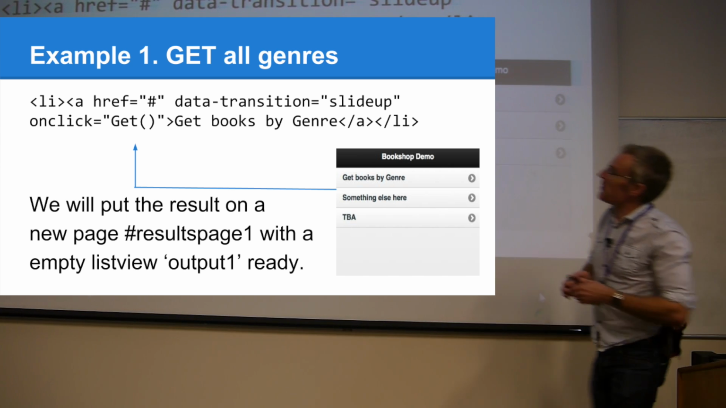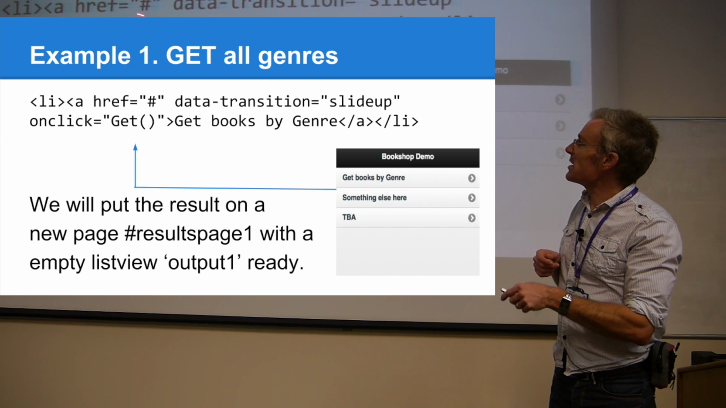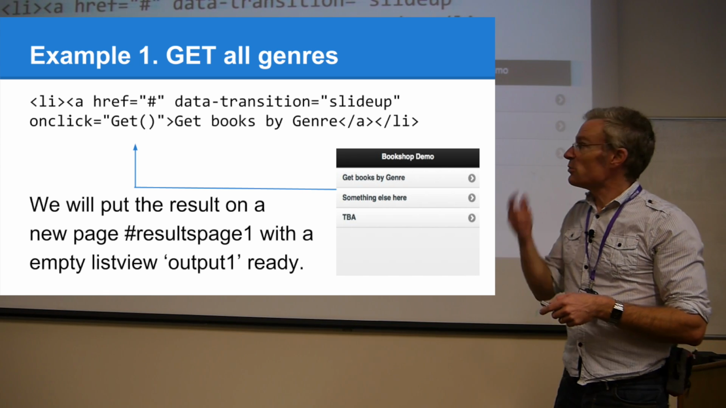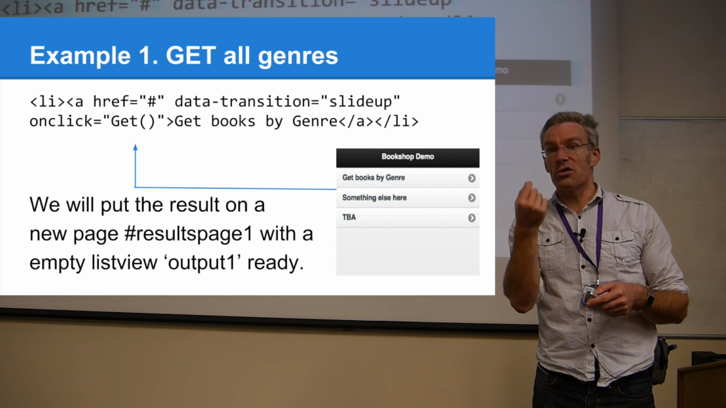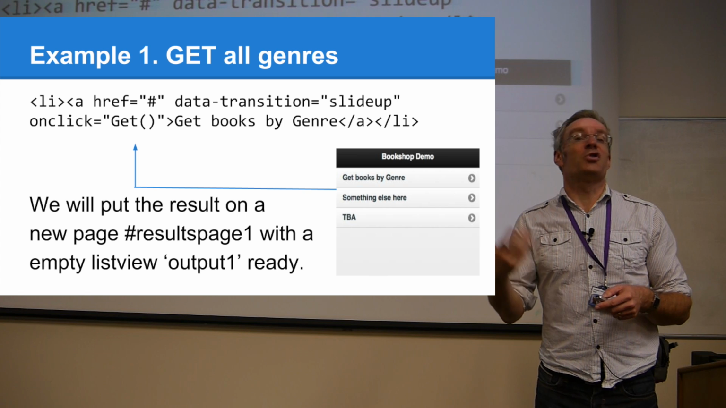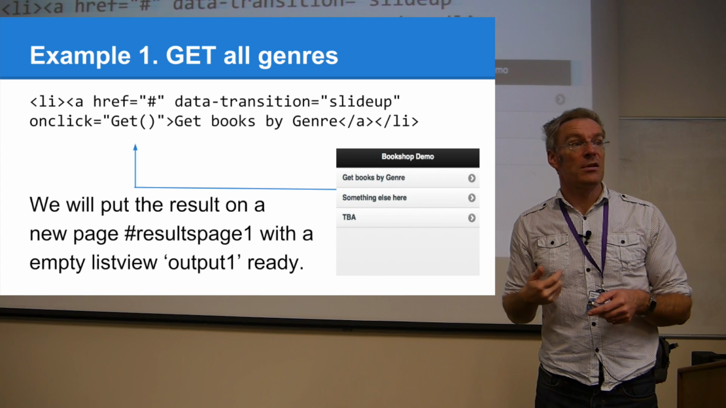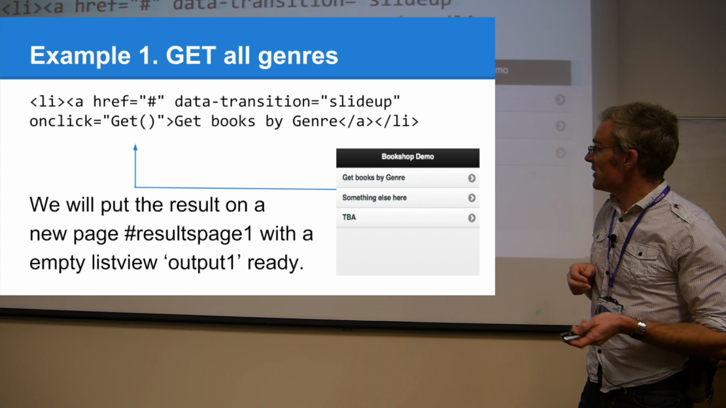So there we are. As you can see, data-transition slide up, which we know about, onClick, get. In other words, when we tap that link, it's going to try and find a JavaScript function called get, and anything inside that JavaScript function is going to get run. So a really simple way of handling the events.